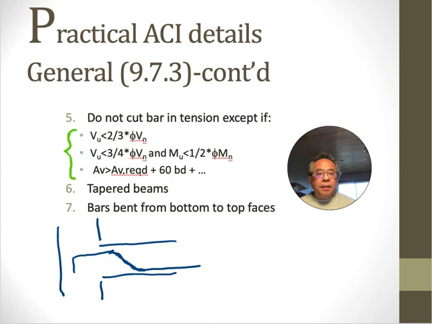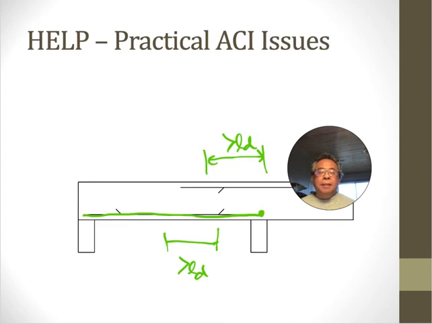Okay, so that is my little mnemonic to do this process. H.E.L.P. Help. Have any extra bars. Establish where those extra bars are no longer needed. Calculate LD and check. And finally, all these practical ACI details. Okay, that's that. And so again, another video just on how to check the LD, and another video on those tension check cuts.